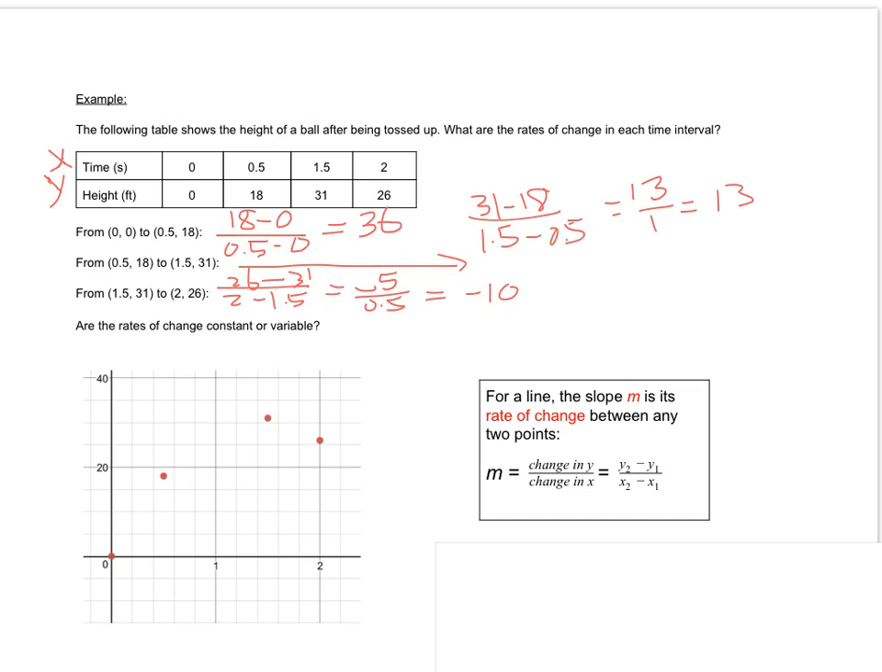But for a line, as in the previous slide, the rate of change is the same between any 2 points. So the rate of change is a constant, and the rate of change is also the slope, the steepness of the line. And so slope m is defined as change in y over change in x, or y2 minus y1 over x2 minus x1. From the second point, we subtract the first point, because we go from first to second.